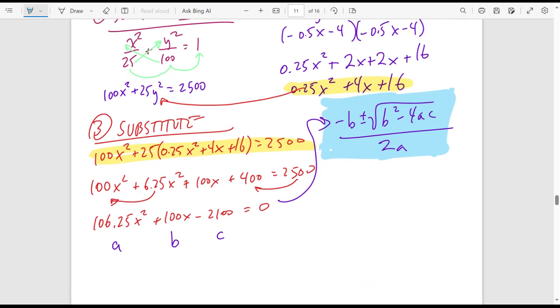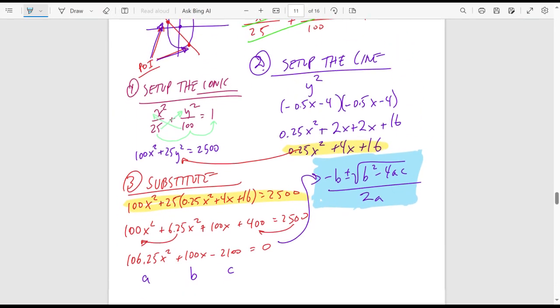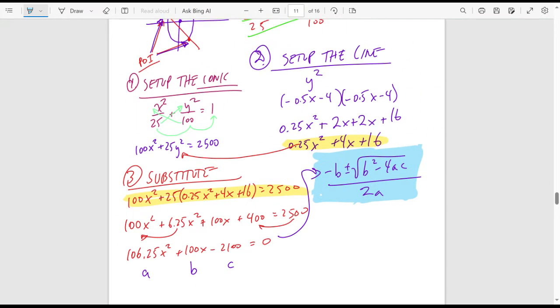So I'm not going to work out the full quadratic equation with this because it's just mind-numbing, and it's something that should be automatic at this point. But this is the meat of this question that I really wanted to go over: set up the conic, set up the line, mash them together so that I can get this ax squared plus bx plus c, so that I can solve it using the quadratic equation. Capiche?